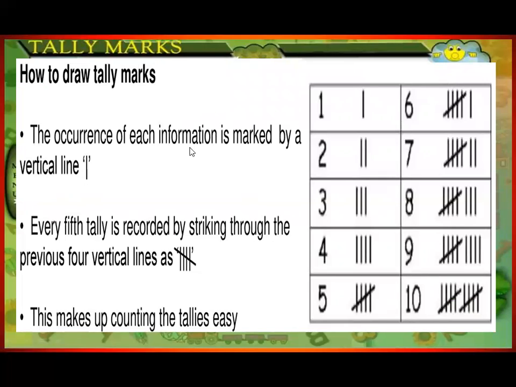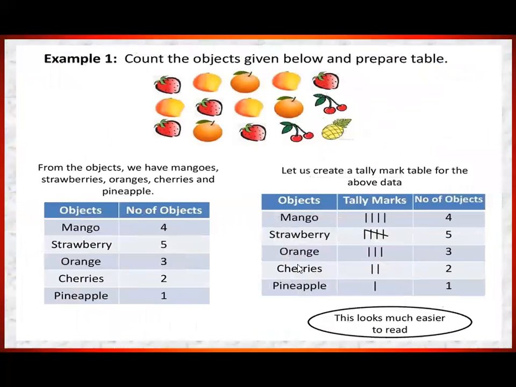The occurrence of each piece of information is marked by a vertical line. So 1 is one line, 2 is 2 lines, 3 is 3 lines, and 4 is 4 lines. The fifth line will be a cross over them, so it makes a bundle. Then 6 is a bundle with 1 extra line, 8 is 5 and 3, 9 is 5 and 4, and 10 is 2 bundles. So this is how you mark the tallies.